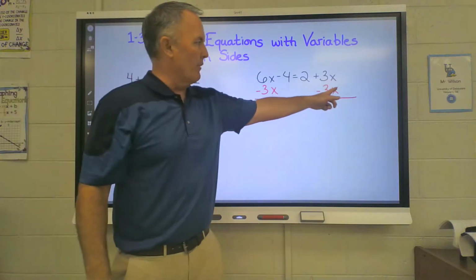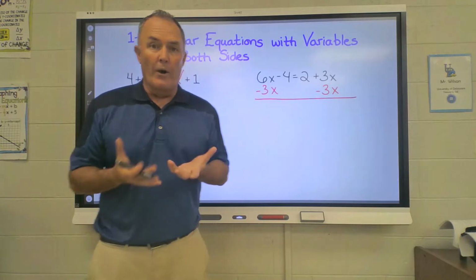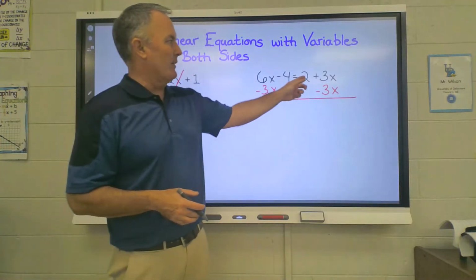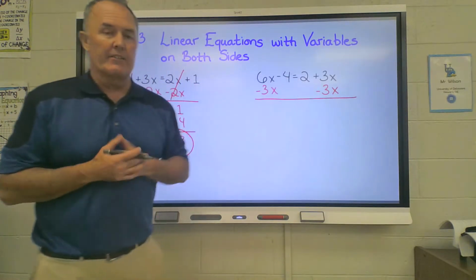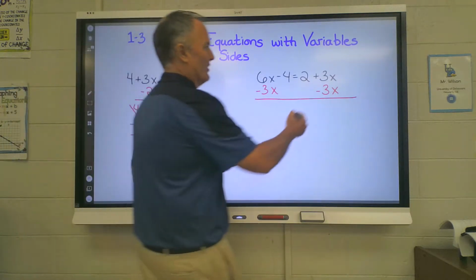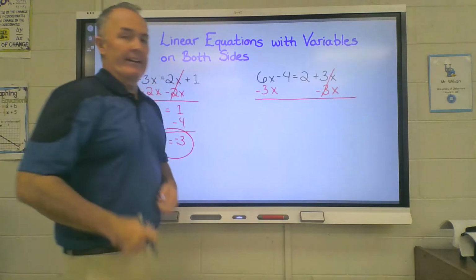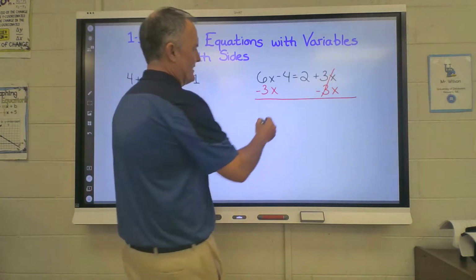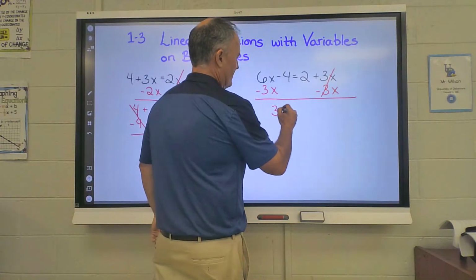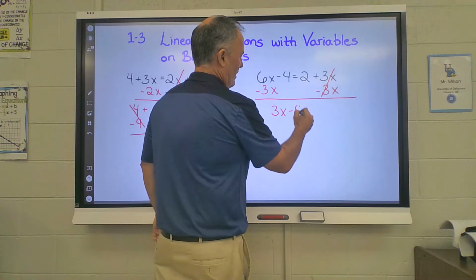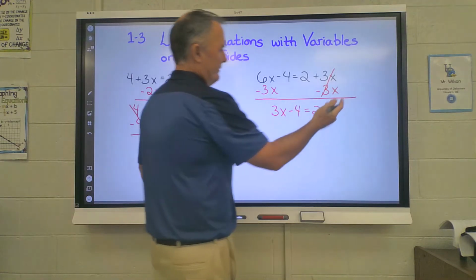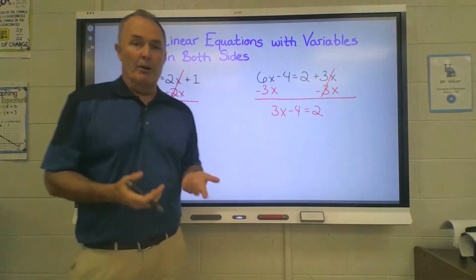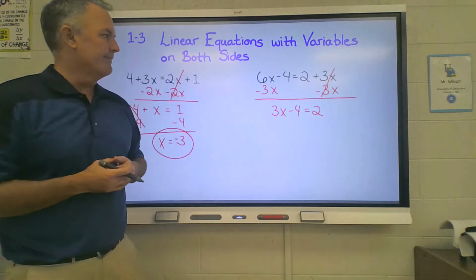All right, notice we're taking 3x away from both terms with the variable. I can't take a 3x away from a negative 4 or a positive 2 because they're not like terms. Those two would then cancel each other out because 3 minus 3 is 0. 6 minus 3 is 3x minus 4 equals 2. Now I'm down to a multi-step or two-step equation.